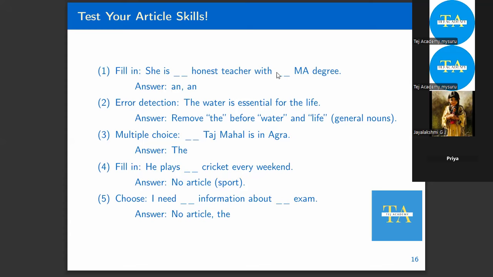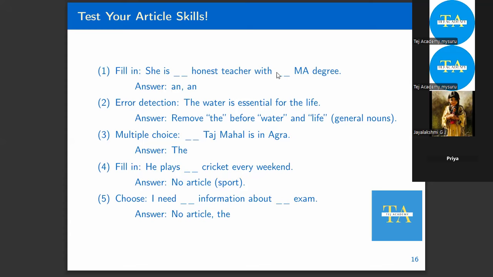I need dash information about dash exam. So again, I need information about the exam. You know which exam you need the information about, so you can use the in front of it. You can randomly ask for information about any exam, but here you know exactly which exam you're speaking about. And you need information. I need information about the exam. So that's about the examples.